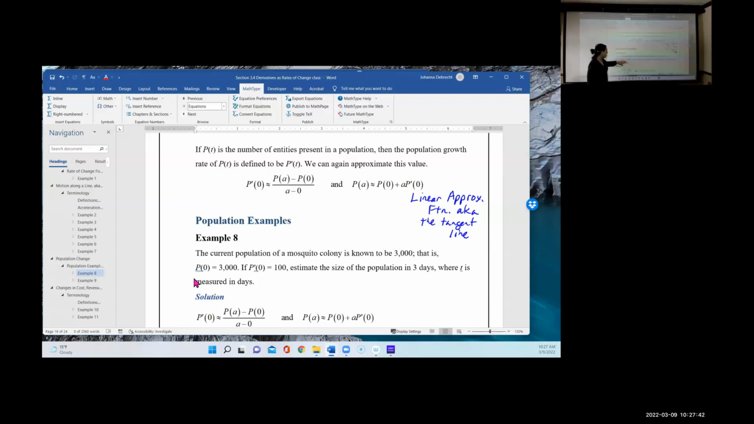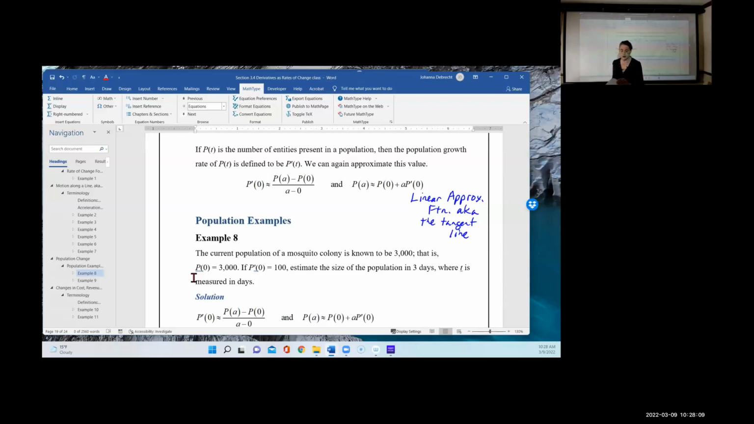So on the first problem, we have the current population of a mosquito colony is known to be 3,000 mosquitoes, which is definitely not a place I want to be. If the change of the number of mosquitoes per unit time, the derivative, is 100, estimate the size of the population in 3 days, where T is measured in days.